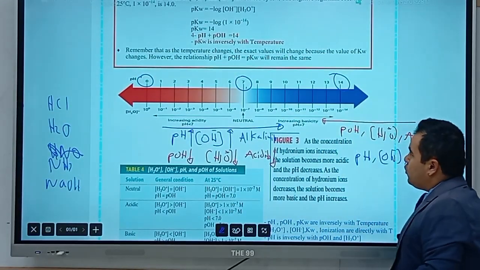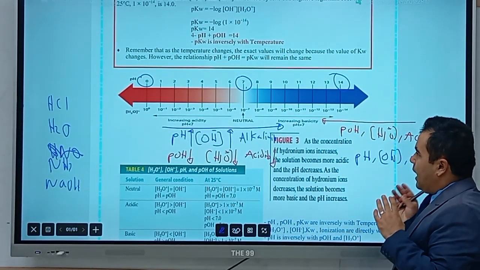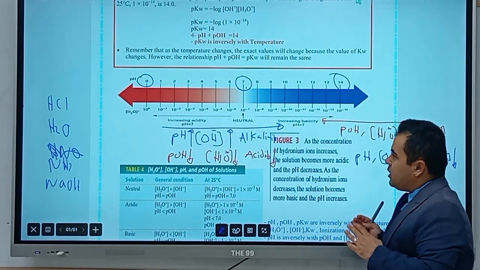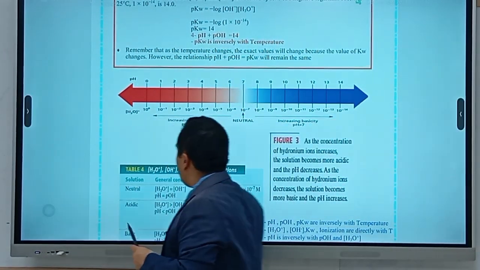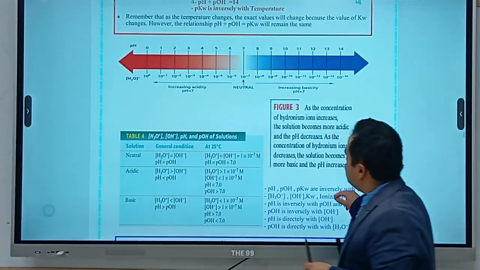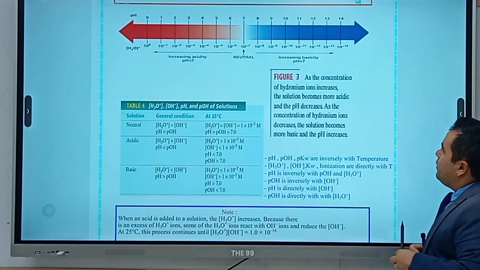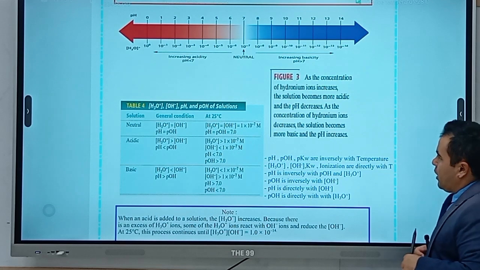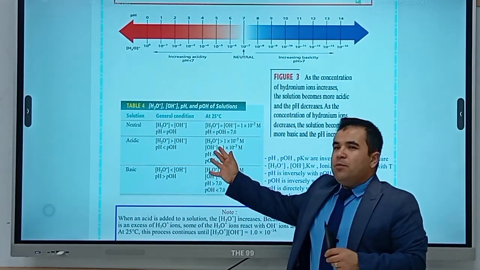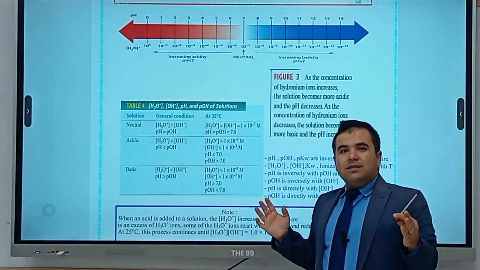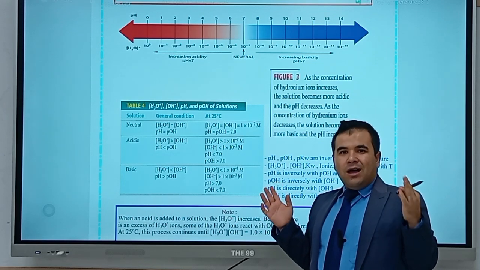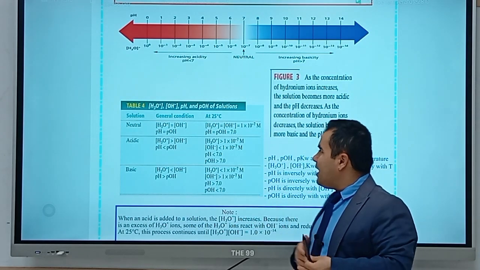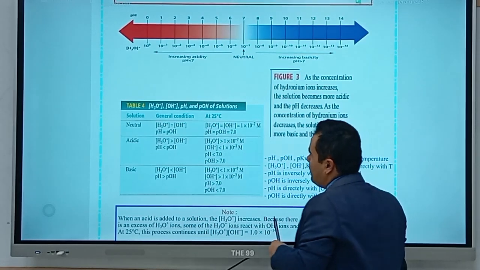So it's important to know how the hydronium, hydroxide, pH, pOH, alkalinity, and acidity change by approaching toward 14 and approaching toward 0 on the pH scale. This table, table 4, summarizes the properties of acidic, alkaline, basic, and neutral solutions.